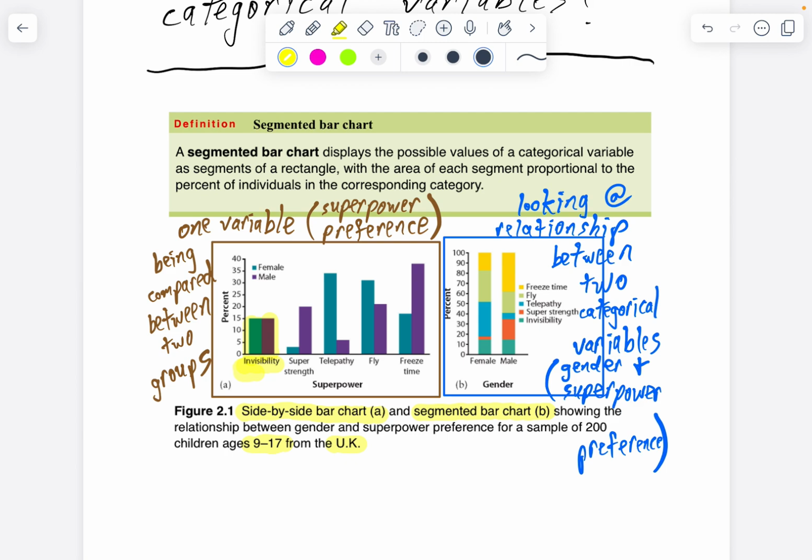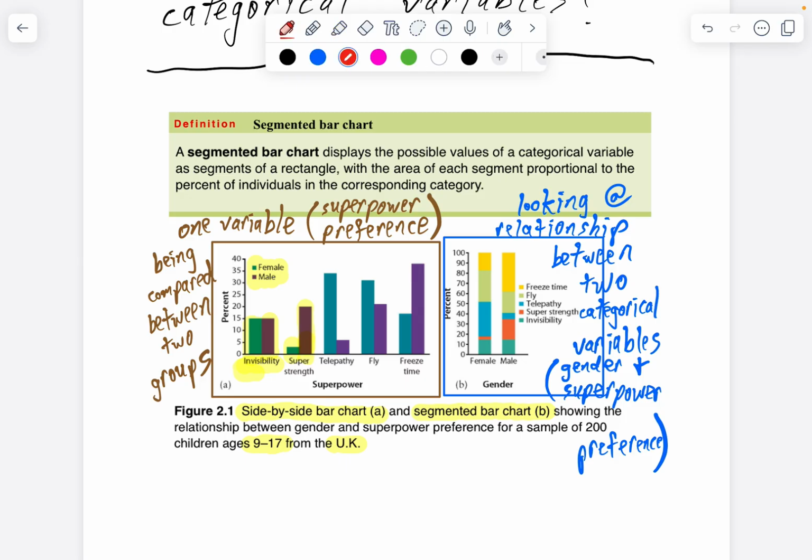No real relationship there. But if you look next at super strength, the purple bar above super strength is noticeably higher than the blue bar above super strength. If you look at the key above, the purple bar is the male respondents and the blue bar is the female respondents. So from that bar, you can see that males are more likely than females to vote super strength.